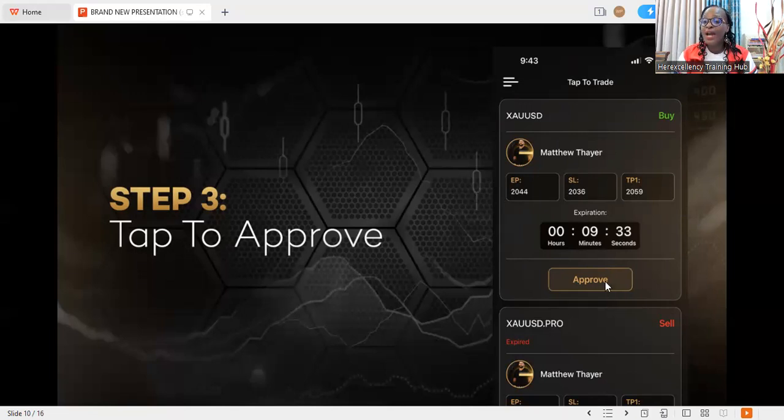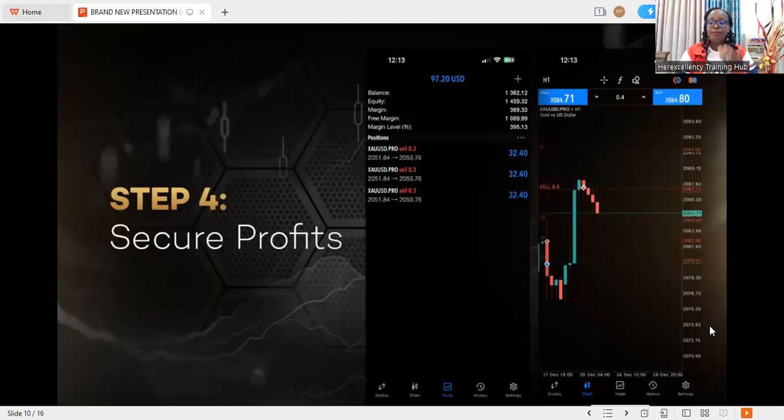All you need to do is to come and click on approve. And the minute you click approve, the trade will adjust itself. It will pick it automatically in your MT5 or MT4 or whichever trading platform you're using, and it adjusts the stop loss.